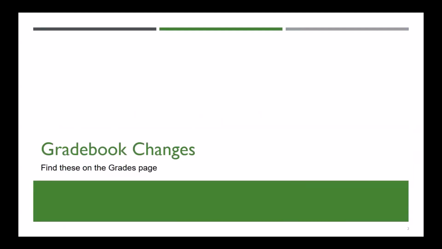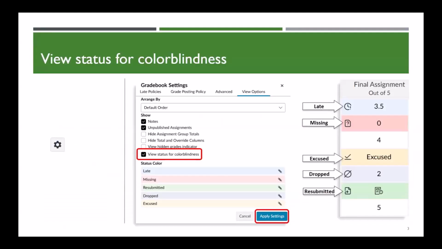First today, we're going to be going over some changes within the gradebook. The first one is a status change for color blindness. This change adds icons to the gradebook for the assignment status.